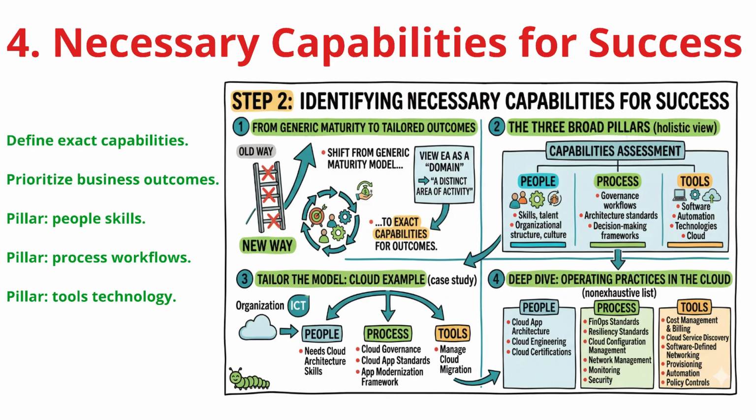First, people. What skills, talent, and culture are required? Second, process. What governance, workflows, standards, and decision frameworks are necessary? And third, tools. What software, automation, and technology must enable this work? The model must then be expanded and tailored to your organization's unique context.